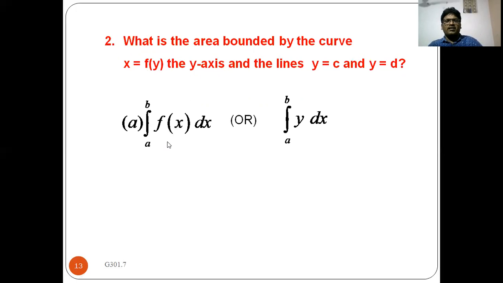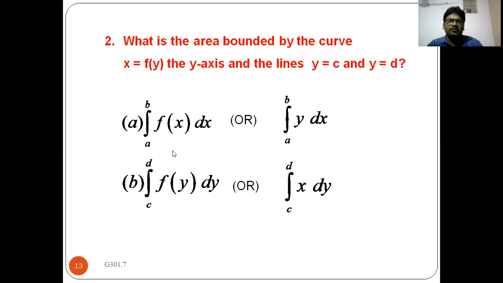So I am given here options. The first option is integral over a to b f of x dx. So this can be written as integral over a to b y dx. Here f of x is replaced by y. The option B is integral over c to d f of y dy, or integral over c to d x dy. Here f of y is replaced by y. So in these two options, which is the required solution? You know, already you know.